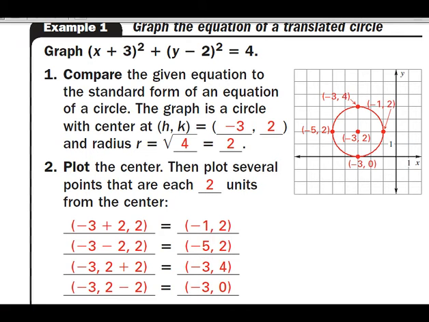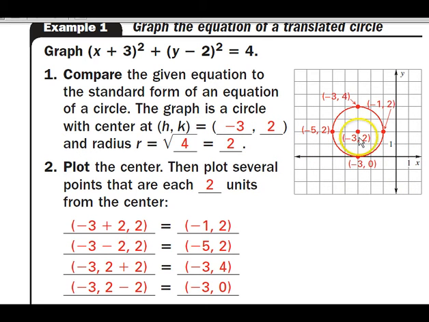So in this first example, this is a relationship to a circle. They want you to graph the circle. And here we see that we have x plus 3 quantity squared and y minus 2 quantity squared is equal to 4. Well, since it's not x minus 3, that means the x-coordinate of the center has to be -3, and since it's y minus 2, the y-coordinate of the center k has to be 2. So the center is at negative 3, 2 as we graphed it.